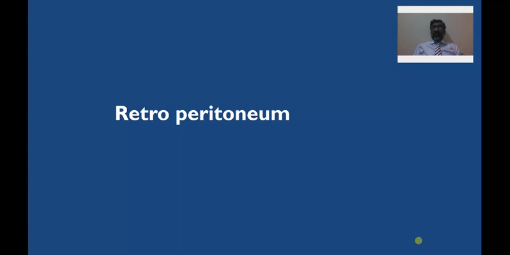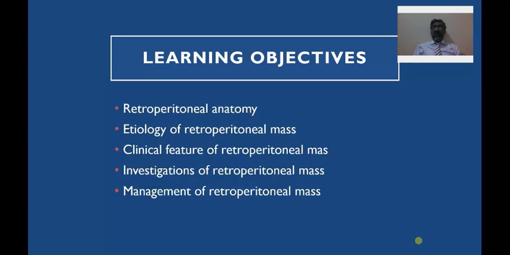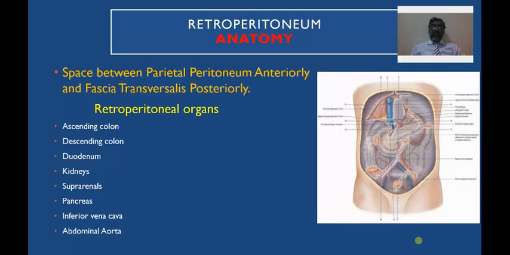We move on to the next topic, that is retroperitoneum. Our learning objectives with this will be: what is the anatomy of the retroperitoneum, what is the etiology of retroperitoneal masses, what are the clinical features of a retroperitoneal mass, what are the investigations required to diagnose a retroperitoneal mass, and what is the management of a retroperitoneal mass.